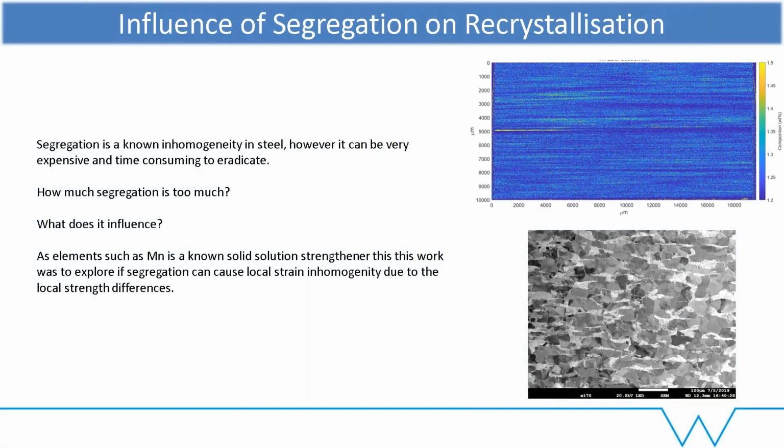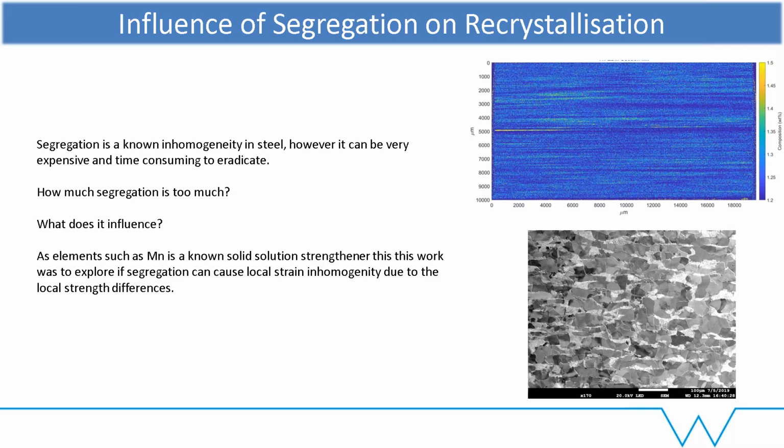We all know that segregation exists. It's almost impossible to get rid of it entirely because it's expensive. So really the question is how much segregation is too much? How much do we need to really homogenize it? And what are the knock-on effects? If we had a certain amount of segregation, what can we expect to change?